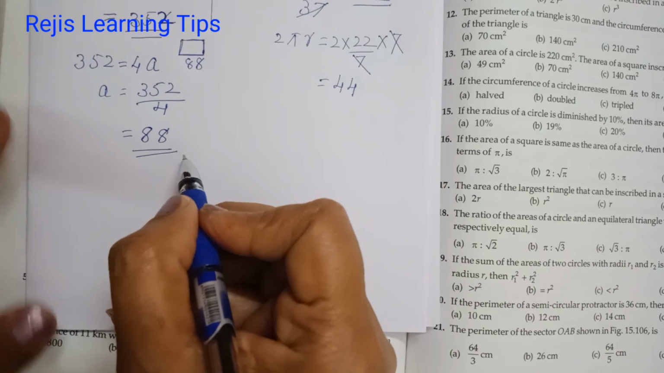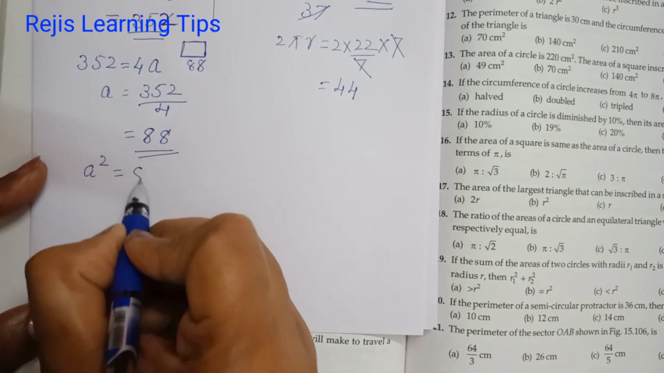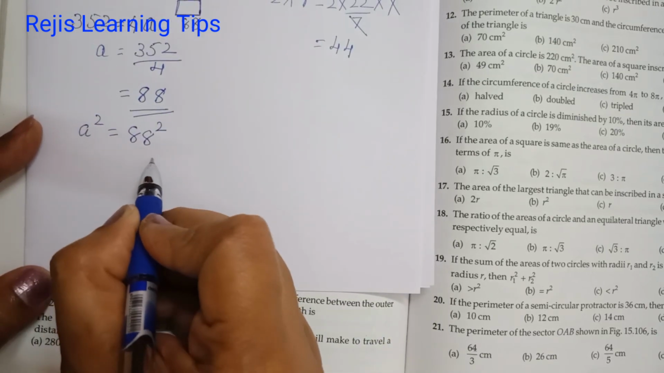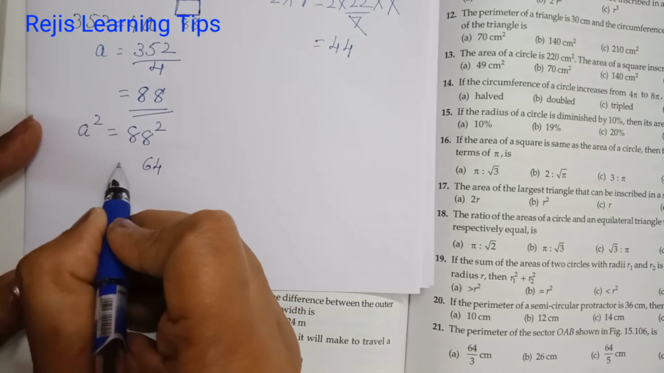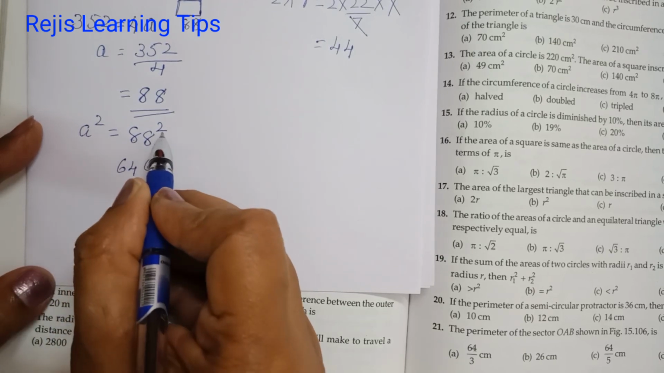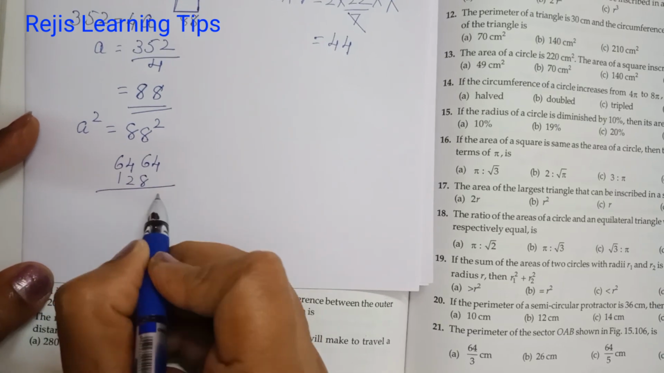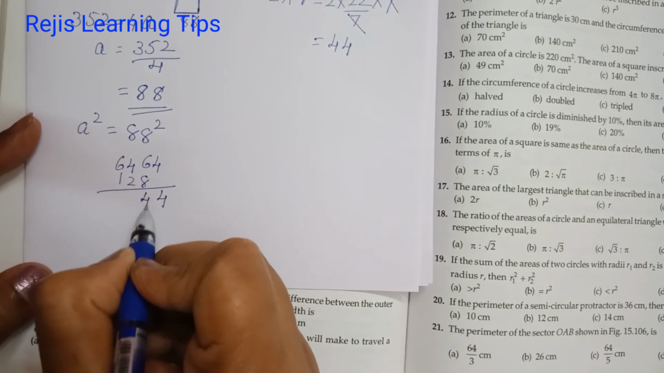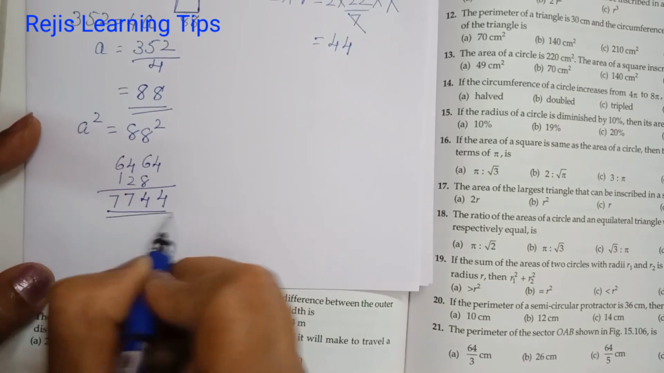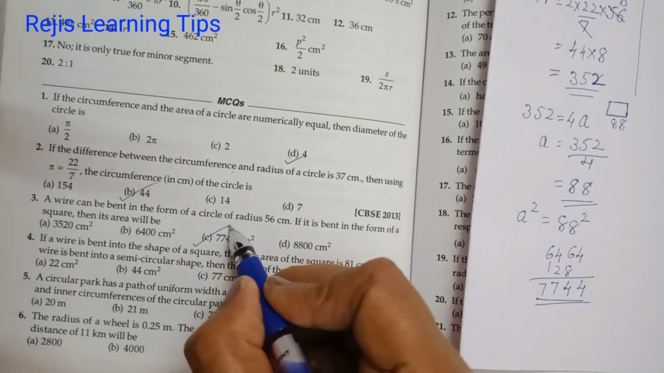We have to find the area of a square. Area of a square is equal to a square, that is 88 square. 88 square means 8 square 64, 8 into 8 is 64, 64 into 2 means that is 128. Okay, then we can add this. Then 7744. So our answer is C, 7744.